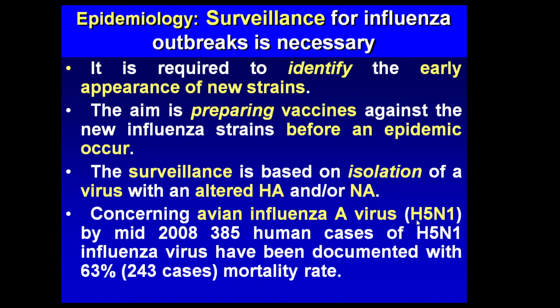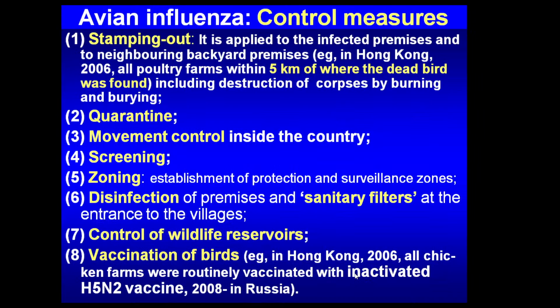And concerning avian influenza A virus with the formula H5N1, by mid-2008, 385 human cases of H5N1 influenza virus have been documented with 63% mortality rate. So that is very important to predict whether any other reassortments with avian flu occur or not in the human population. And here you can see the control measures.